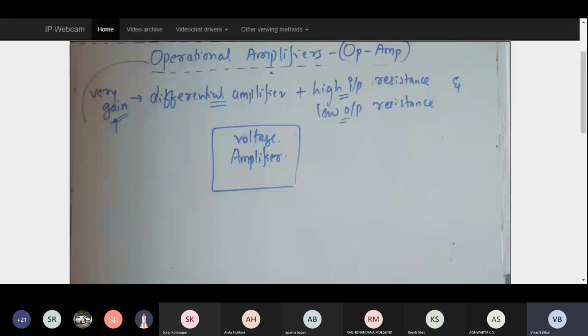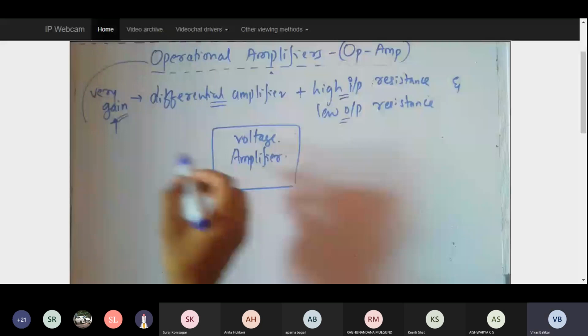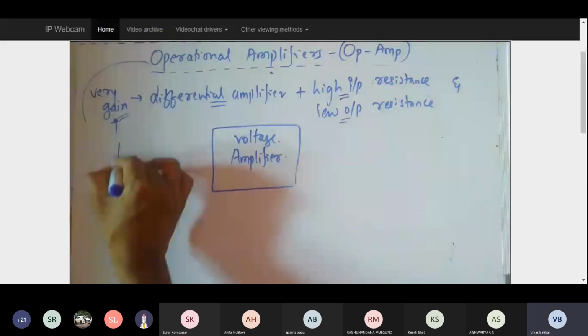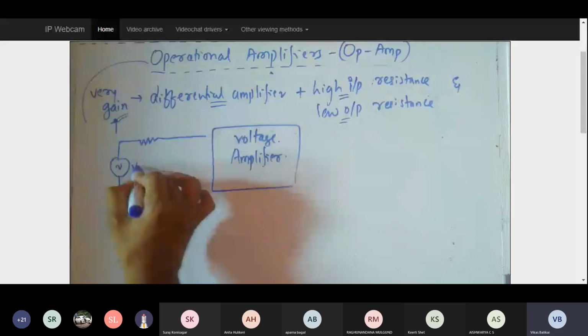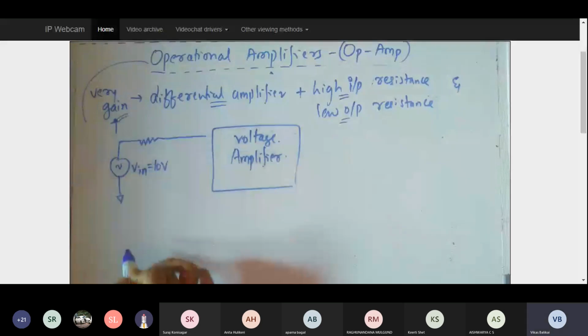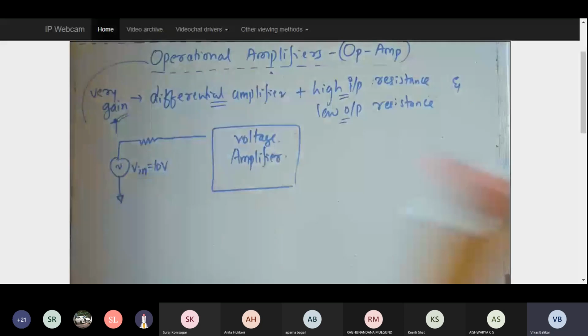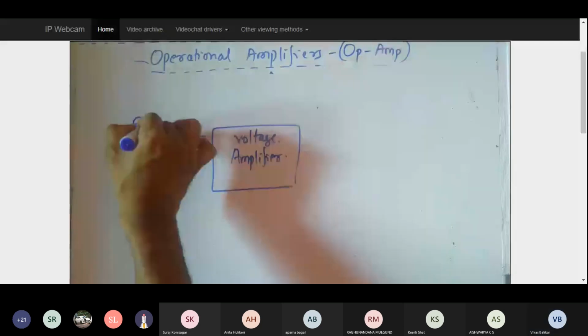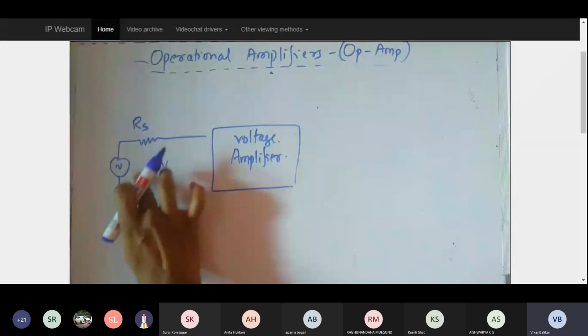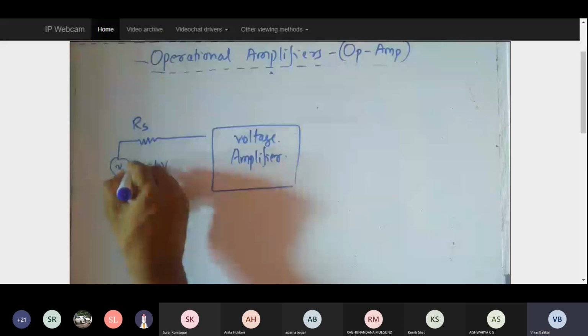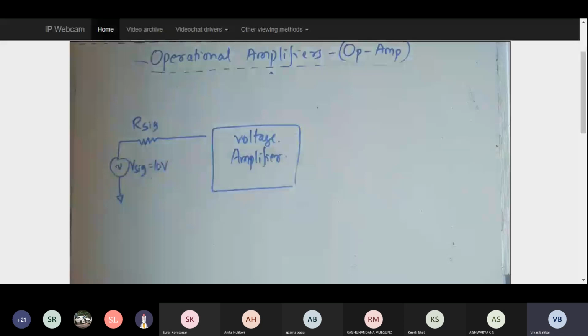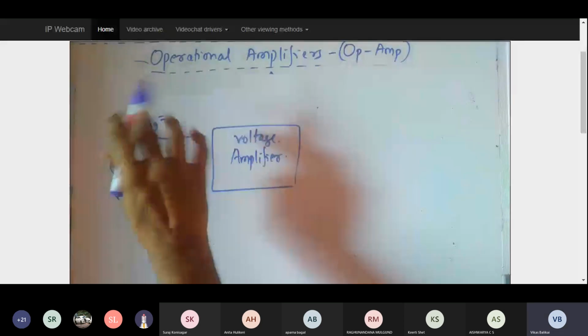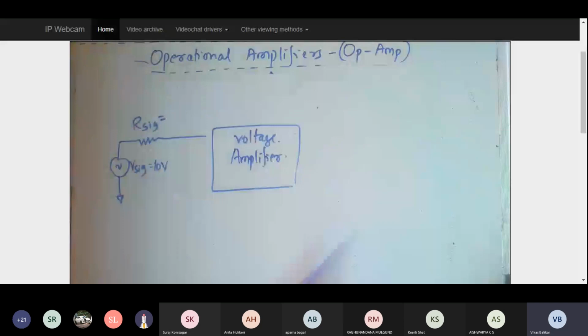Okay, see, I have a voltage amplifier and I am applying an input voltage V of 10 volt, and this input voltage source has an internal resistance. Because this is my signal voltage, I am going to call it V sig, and let the voltage source have some internal resistance R sig, and let's assume its value sometime later. I am going to give the input, and what is expected at the output?